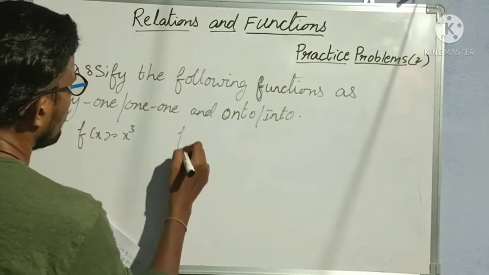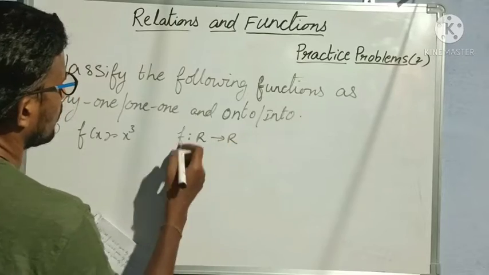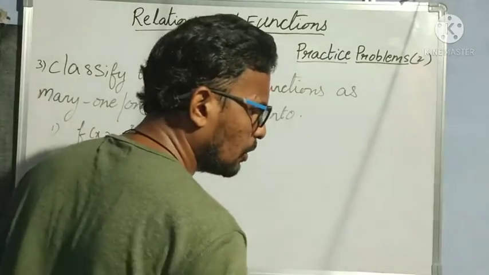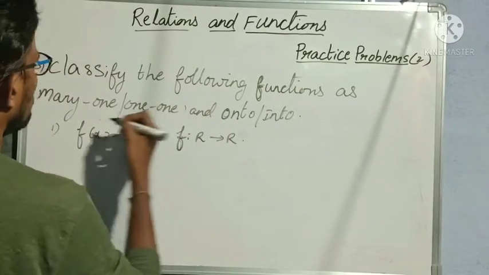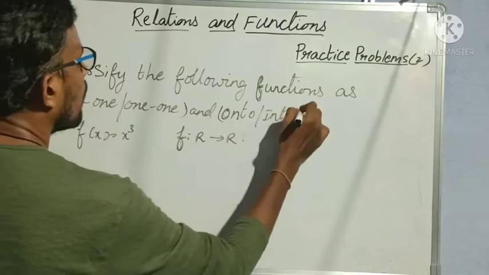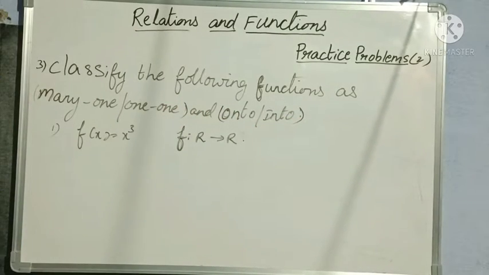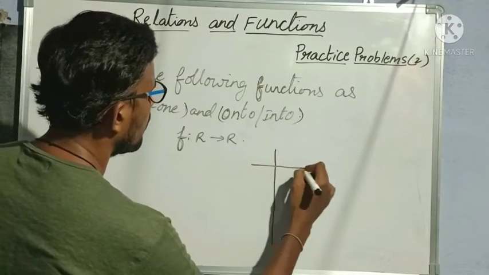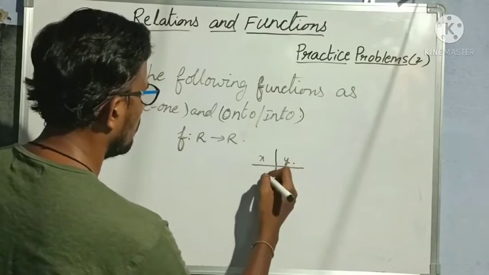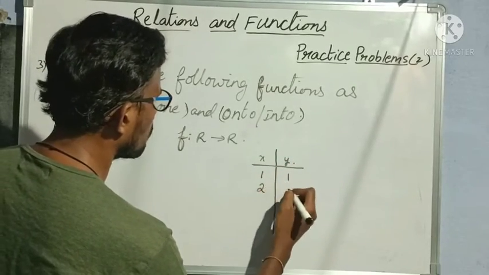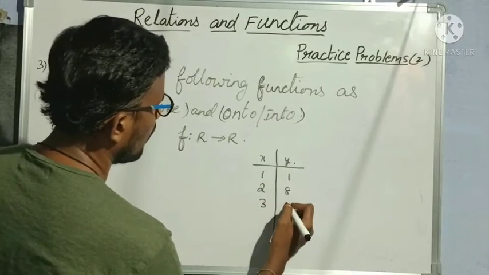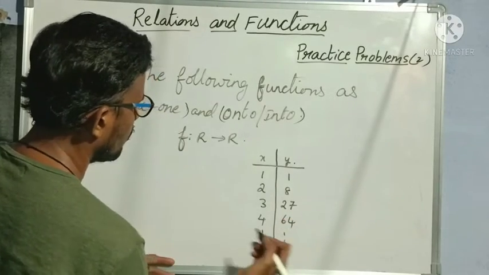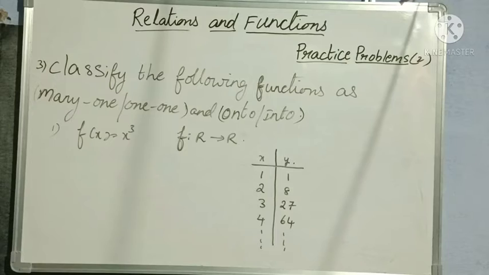So here also f is defined from real numbers to real numbers, that is R to R. Now let us see whether f of x is equal to x cube is many one or one one, and onto or into. So here also x values and y values. X value is 1, y value is 1, x value is 2, y value is 8, x value is 3, y value is 27, x value is 4, y value is 64, like that.